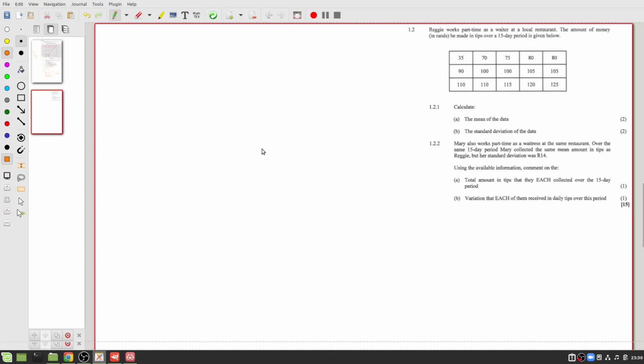Alright guys, we're on the second page, still question 1, but the second page of the November 2018 South African Syllabus CAPS Mathematics Exams Paper 2. So this is still part of the statistics question of question 1, and let's see what we have.